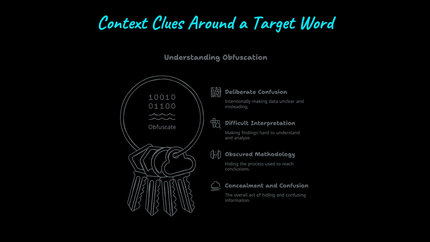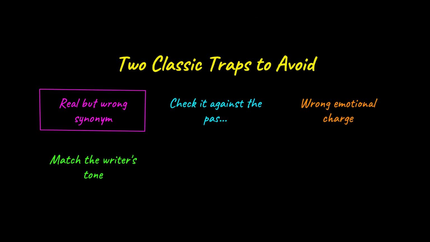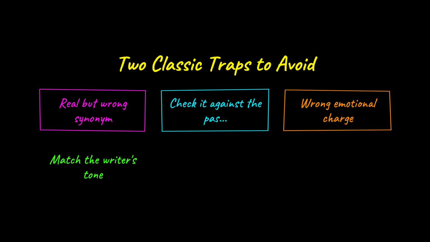The passage itself builds the definition for you. Watch for 2 traps. First, a real but wrong synonym, a word that fits the target in another context but not this one. Second, a mismatched emotional charge. The passage telegraphs positive, negative, or neutral tone, and the correct answer must match it. Both traps are beaten the same way. Read the surrounding sentences and check every answer against the specific scene described.